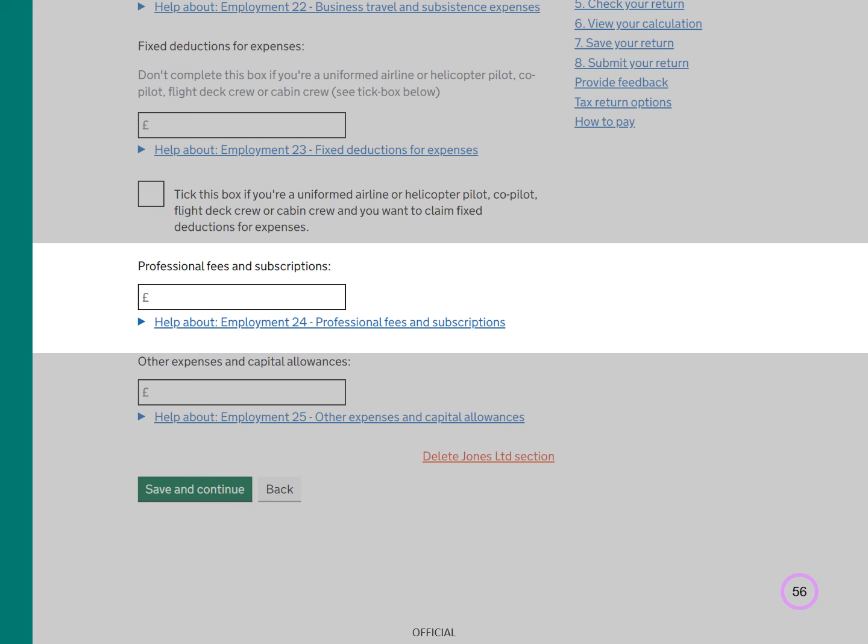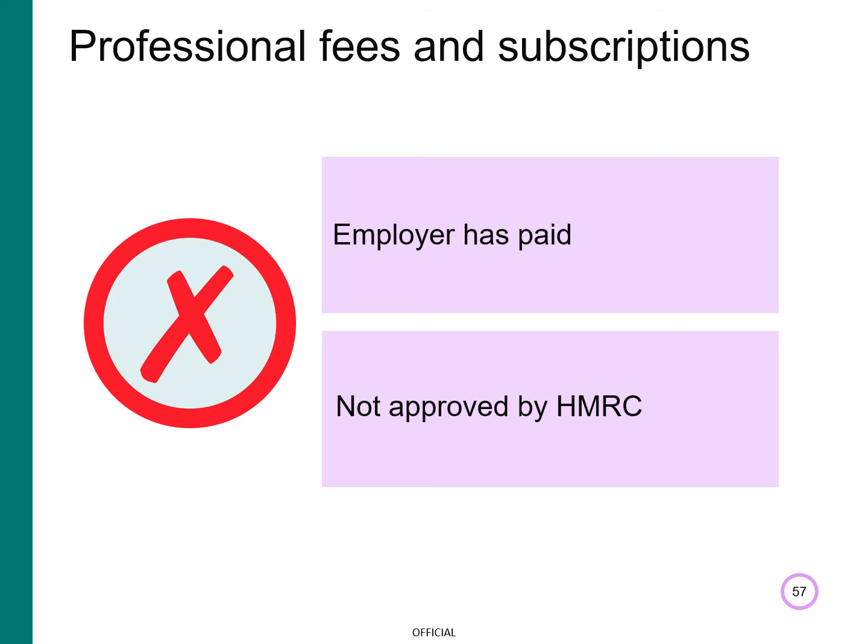In this next box, you can claim tax relief on professional membership fees you have to pay to be able to do your job, and annual subscriptions you pay to approved professional bodies or learned societies, if being a member of that body or society is relevant to your job. You cannot claim tax relief on life membership subscriptions or for professional membership fees and subscriptions you've not paid yourself. So for example, if your employer has paid them, or payments to organisations that are not approved by HMRC.